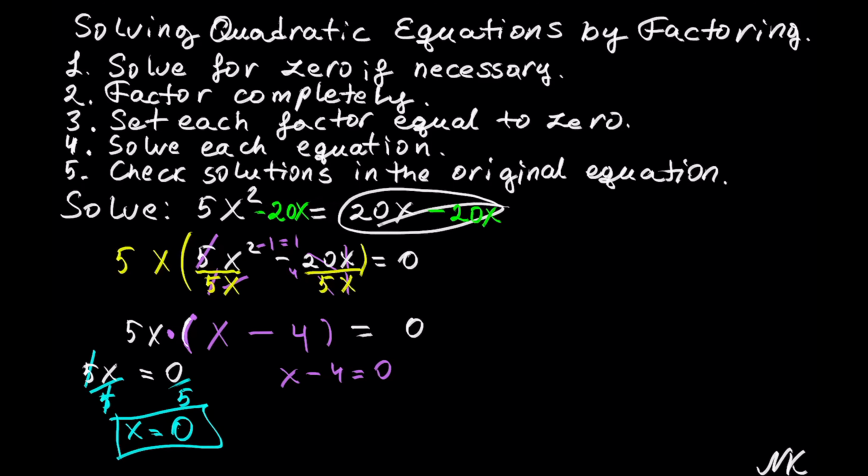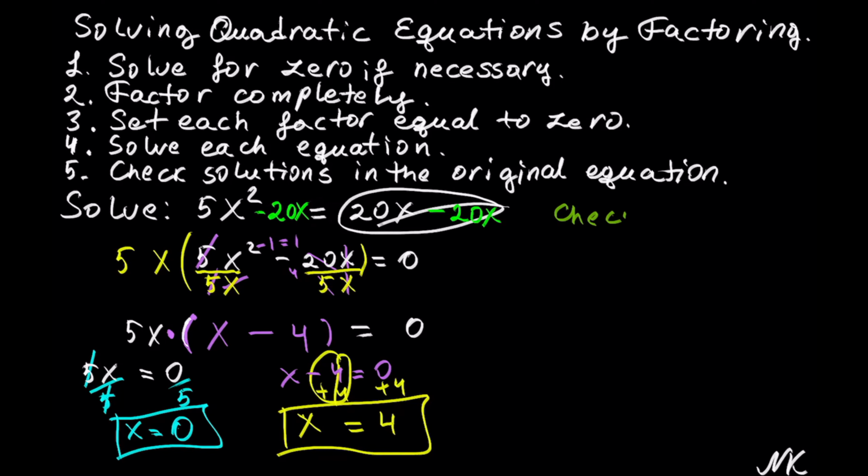In the second equation, we have x minus 4 equals 0. So to solve for x, we just need to add 4 to both sides. And we get x. 4 minus 4 adds up to 0. So x is equal to 0 plus 4, which is 4. So the second solution is x equals 4. So let's check each solution.